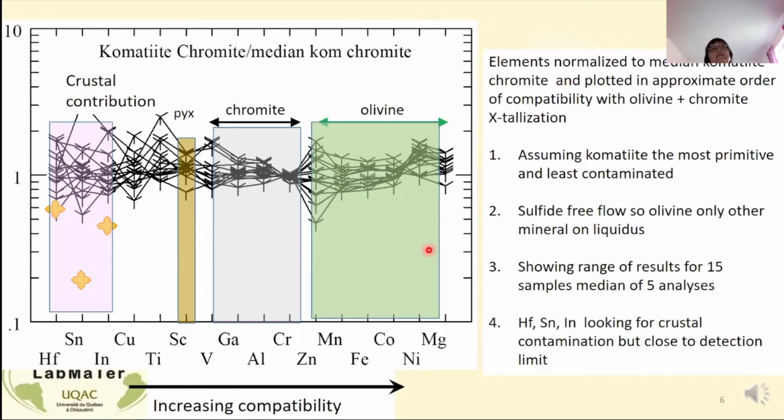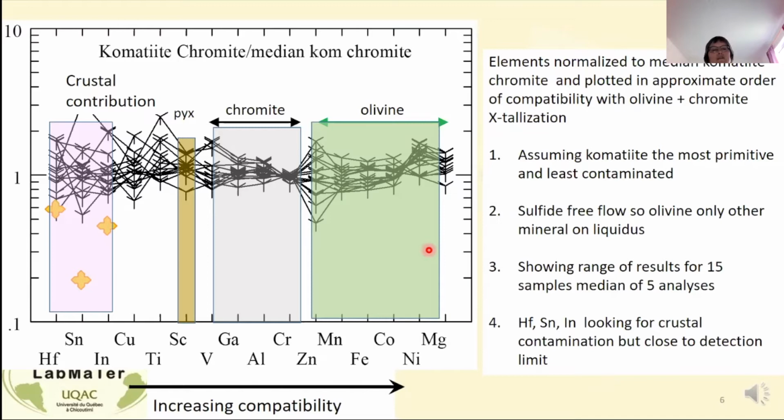I've calculated the median composition of these trace elements in the Komatiite. Then I've normalized the chromites to the composition of the median chromite from the Komatiite. The idea being here that the chromites from the Komatiites would be the most primitive. And anyway, we want to see if these chromites from the layered intrusions crystallized from a Komatiite-like magma.